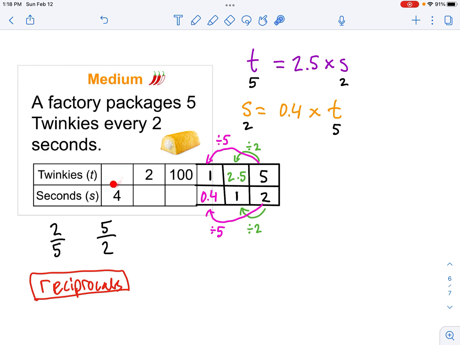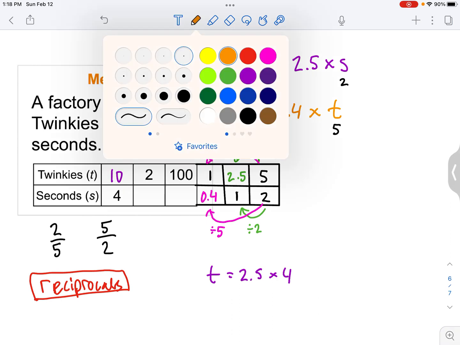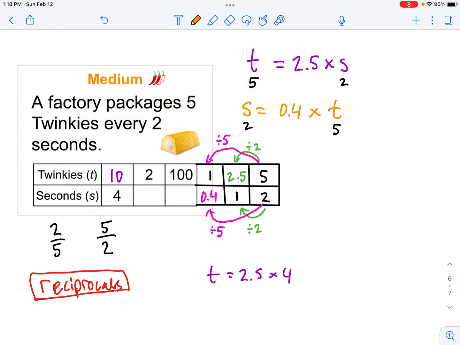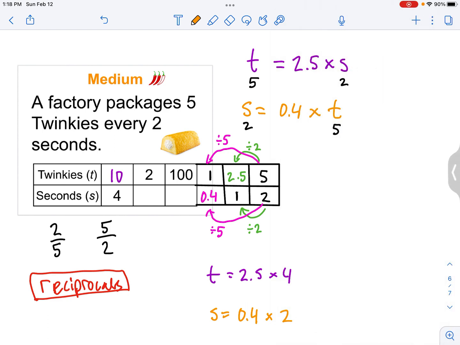So I'm trying to find this value. It's 4 seconds. I know the seconds, so I'm going to use the purple equation. T, the number of Twinkies, equals 2.5 times the seconds. 2.5 times 4. If you don't know that, you can use your calculator. 10. Okay, now I can use the other equation. This time I know the number of Twinkies, so S equals 0.4 times the number of Twinkies, which is 2 Twinkies. 0.4 times 2 is 0.8, so that goes here.